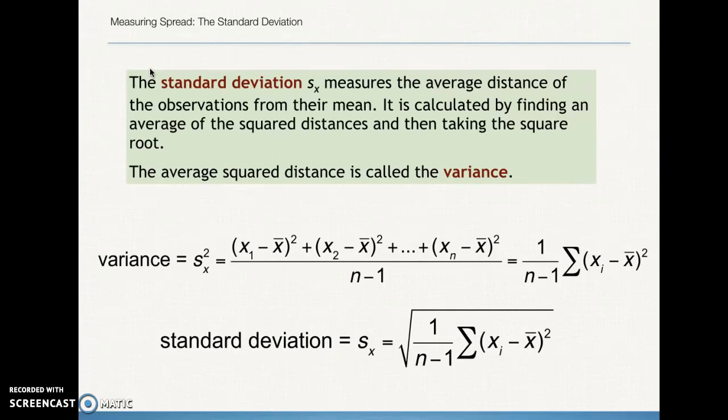There are actually 2 standard deviations that our calculator will calculate for us. One of them is a standard deviation of a population. That means all of the individuals in our set of interest.